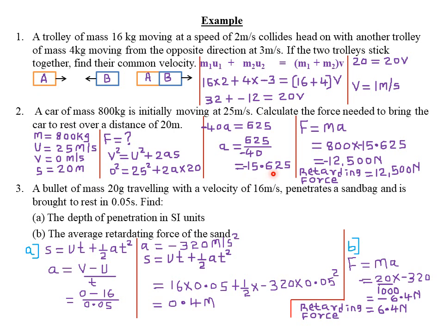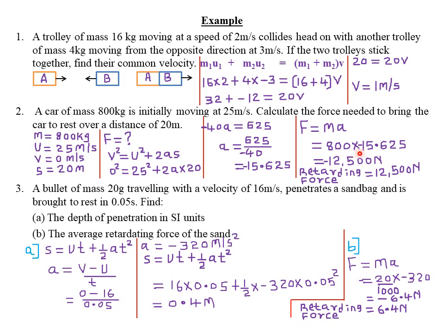Now, once we have acceleration, we can easily compute the force needed. So force is equal to ma from Newton's second law of motion, which is equal to the mass of the car, 800 kg, multiplied by the acceleration, which is negative 15.625 meters per second squared.